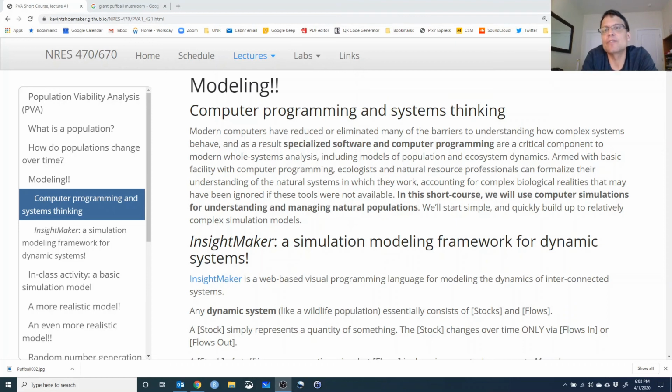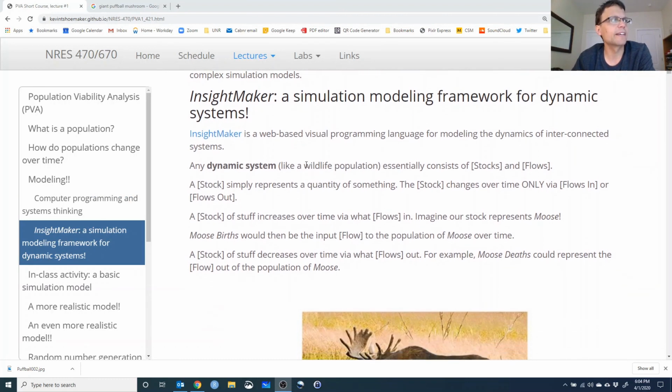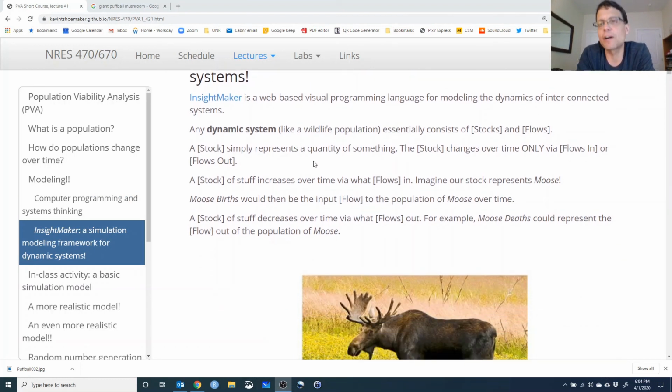And so in this short course, obviously we can't do that much, but we're going to do some hands-on computer simulation to try to understand how to manage and conserve natural populations. We'll start really, really simple with Insight Maker models that are not necessarily that realistic, and we'll quickly build up to complex simulation models. So I already made a video that goes through Insight Maker as the platform just to get you started with it. It's a web-based visual programming language for complex systems modeling, which is what we're doing.